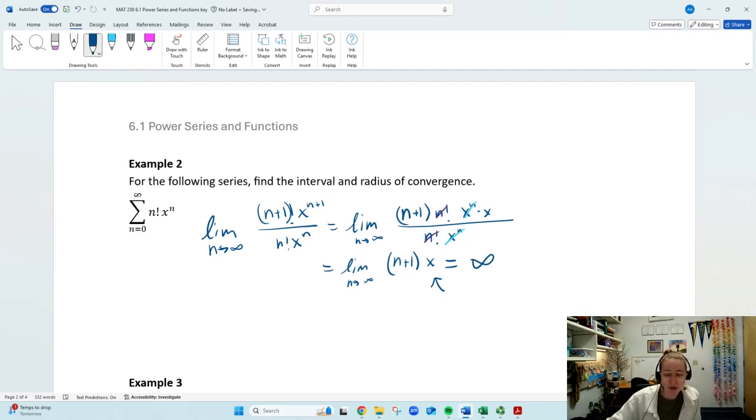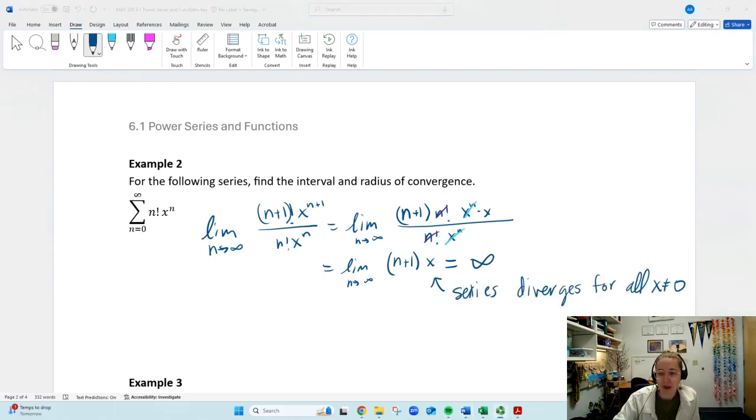So this series diverges for all x values that are not equal to 0. And since this is centered at x equals 0, that's the only value that this will actually converge for, our radius of convergence is 0 and our r value is 0. I went ahead and wrote all of that down, and I want to look at our next example.